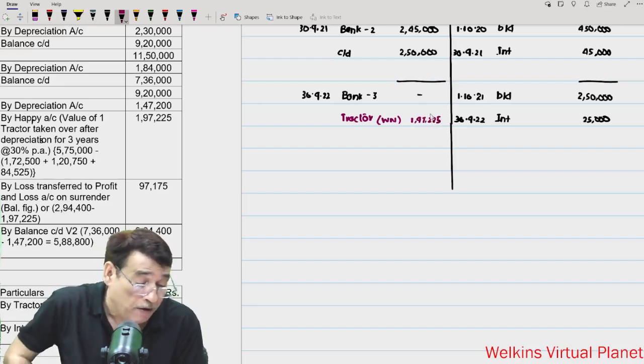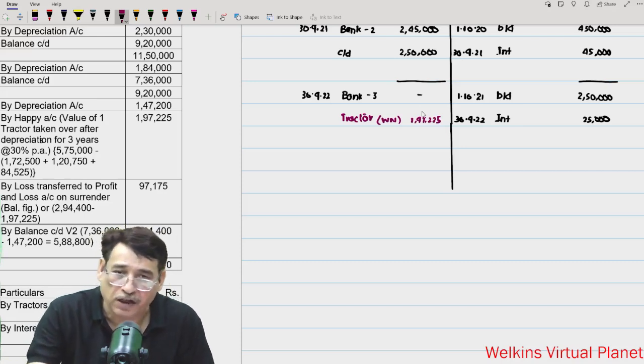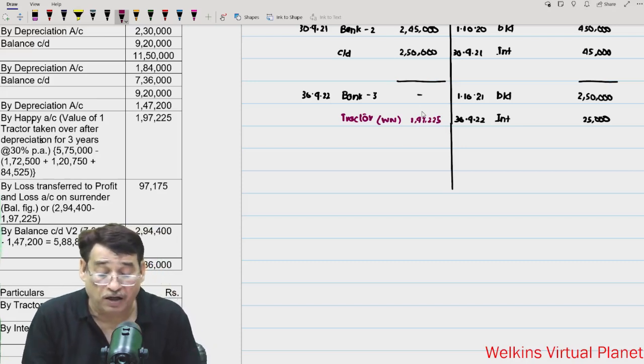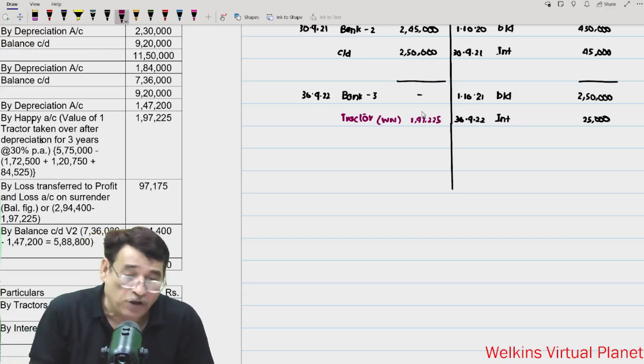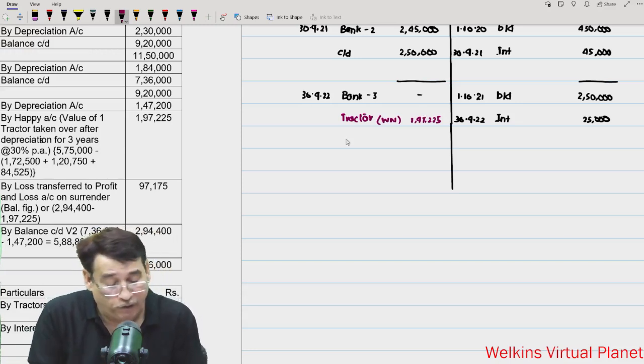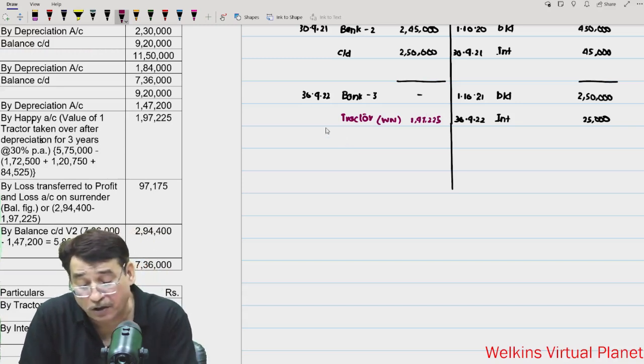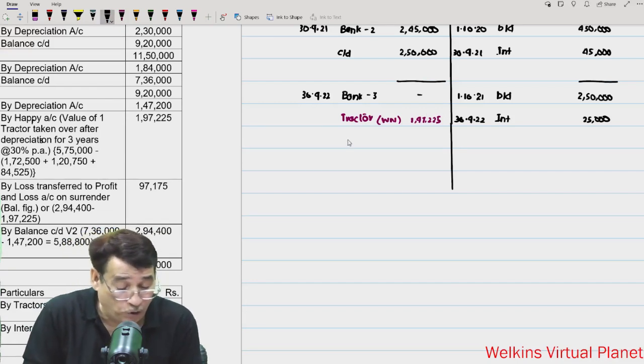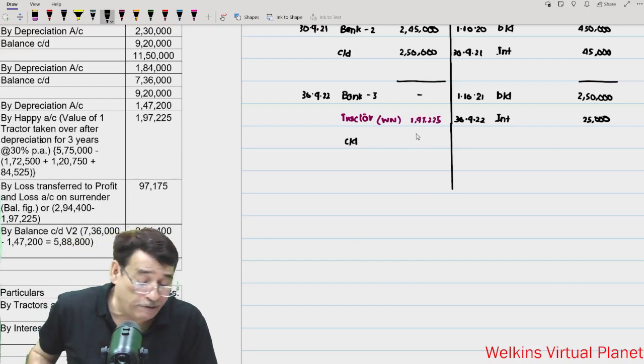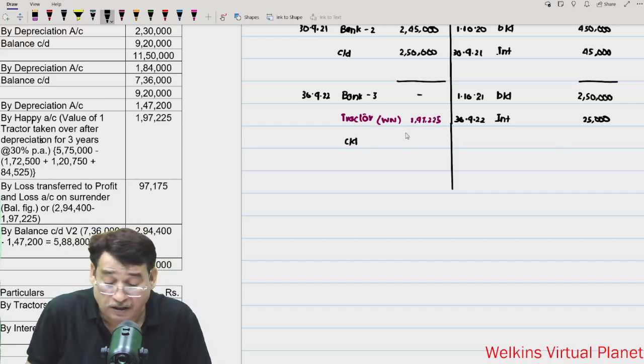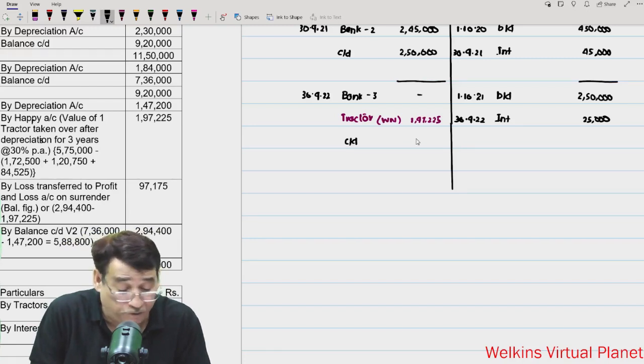1,97,225. Now, normally what we do after the repossession, as I was talking about earlier, normally, in a question till up to this particular point, we were simply closing the account by writing balance carried down, isn't it or not? This is what we were doing so far, till up to this particular point. So 2,75,000 minus 1,97,225, your balancing figure will be 77,775. Please check it also, correct?